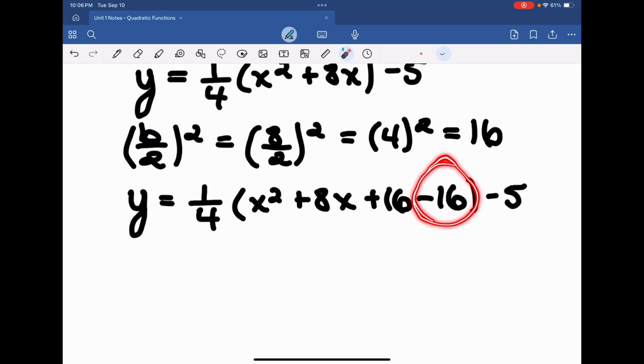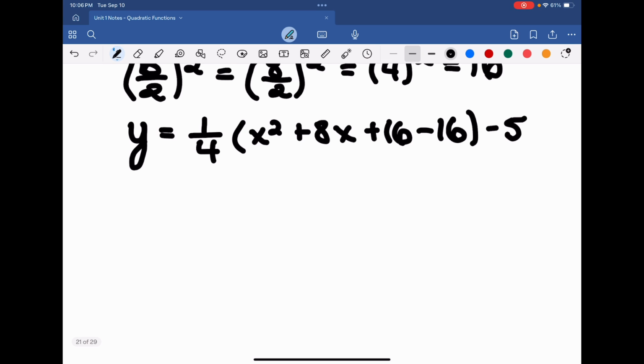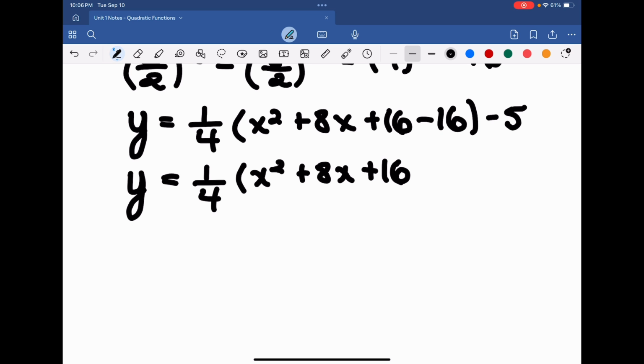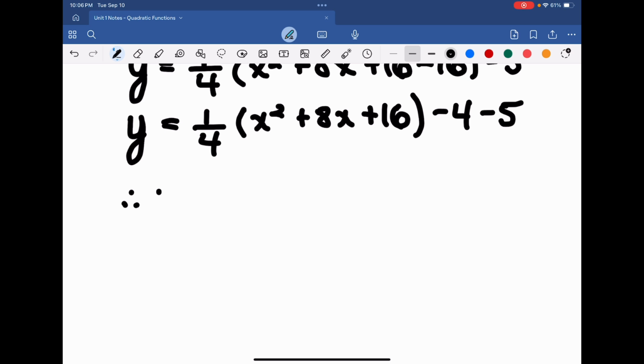Now, again, in order to remove this fourth term here, I must combine it with the front term and multiply it. Negative 16 times 1/4, this is the same as saying I'm going to divide by 4, because it's negative 16 divided by 4. So we can rewrite this as y is equal to 1/4 x squared plus 8x plus 16 bracket. We're going to go minus 5, but first maybe we'll do the minus 4 because that's what we're removing. Now we want to summarize our final answer. It is therefore y is equal to 1/4.